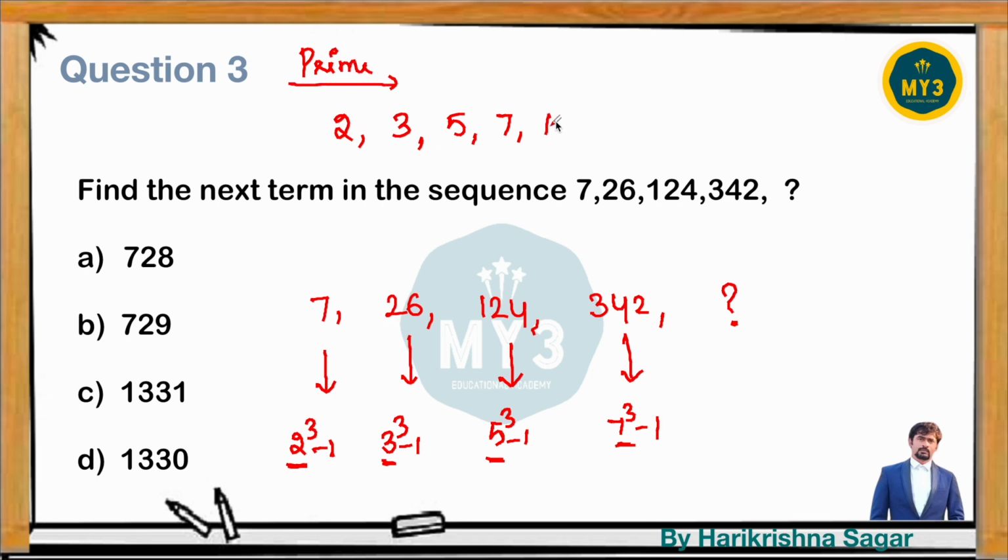What is the next prime number? The next prime number must be 11. So the answer must be 11 cube minus 1. 11 cube is 1331. 1331 minus 1 is 1330. The answer must be option D.